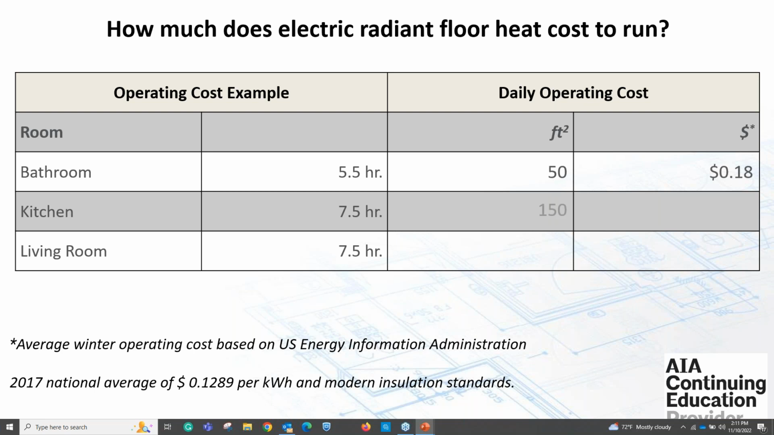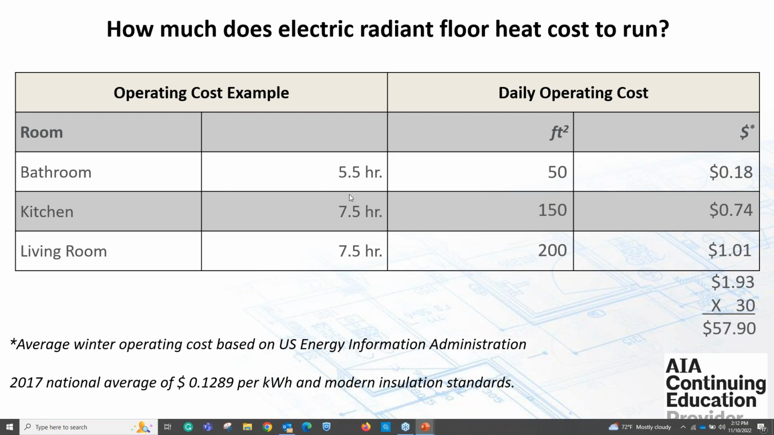Pretty cheap. Let's go a little bit larger. The kitchen, you run it 7.5 hours. It's 150 square feet. We're looking at 74 cents for the day. And if we add a living room, an even larger space at 200 square feet, we're looking at a little over $1 a day. All that put together comes to $57.90. If we doubled it, even with the energy cost today, just in case it doubled, it's $114, $115.